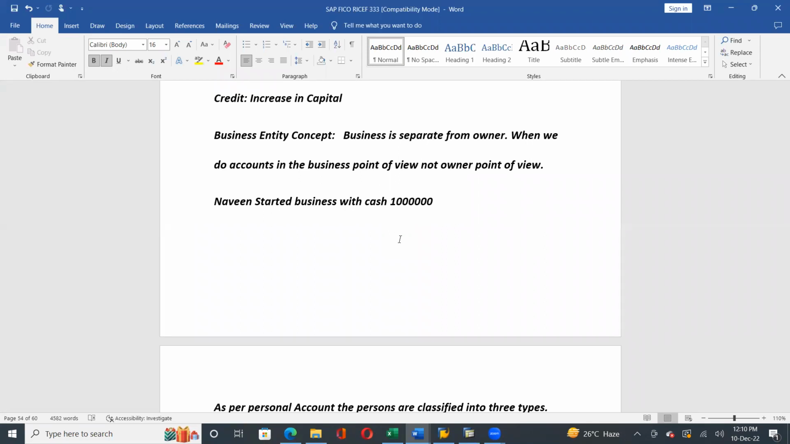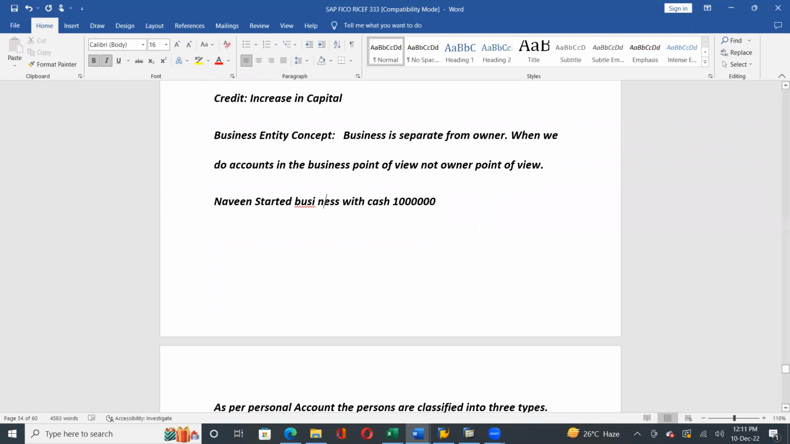Owner. So that's the reason capital is considered a liability. Understood? If the owner's investment is given, say 10 lakhs, then our capital is increasing.